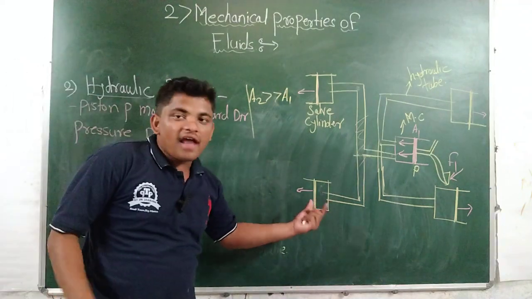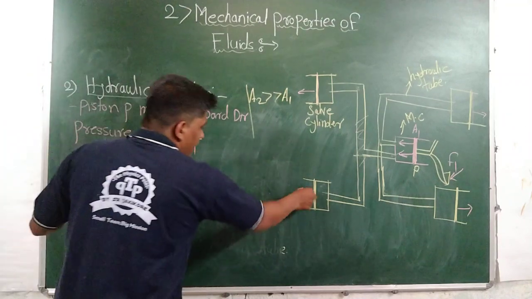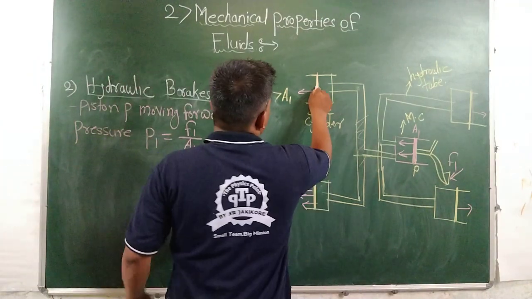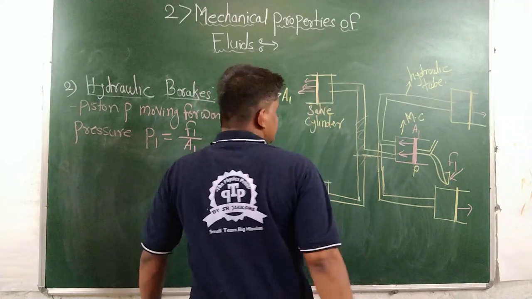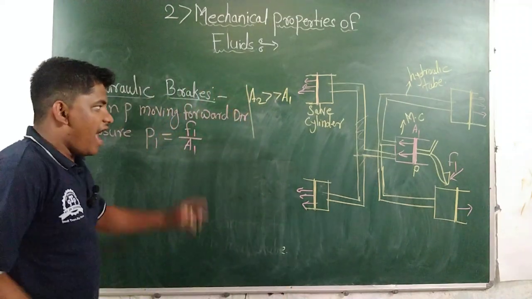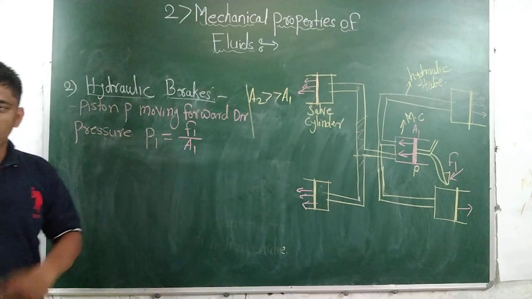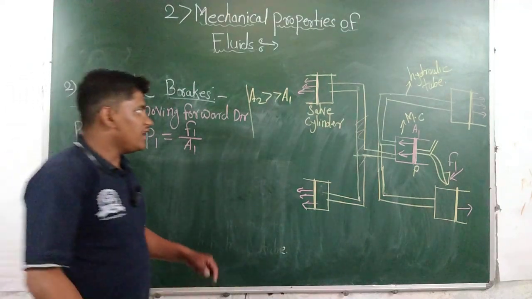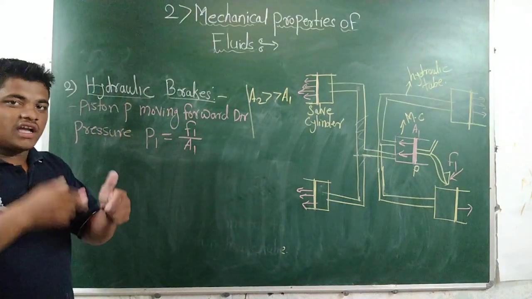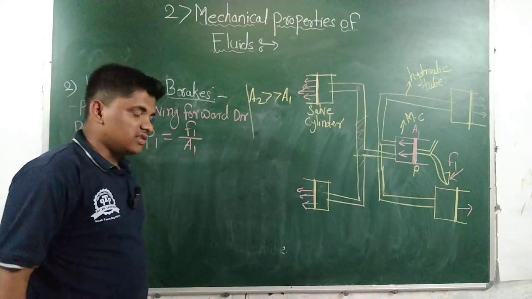And these pistons are connected to the friction pads. The moving pistons in the slave cylinder are connected to the friction pads, and these friction pads are directly connected to the rotating disc of the wheel of that vehicle, and forces act on it.